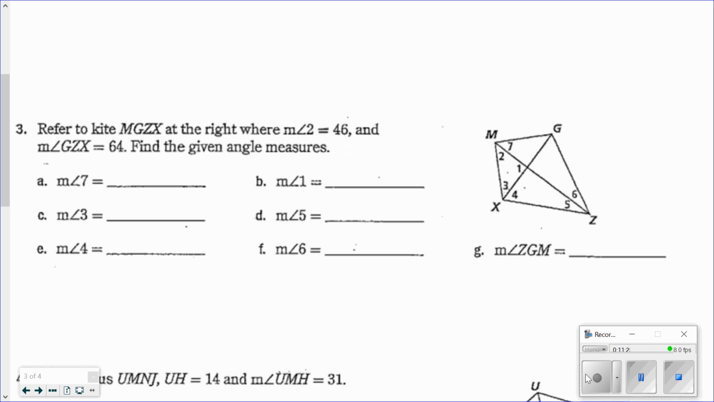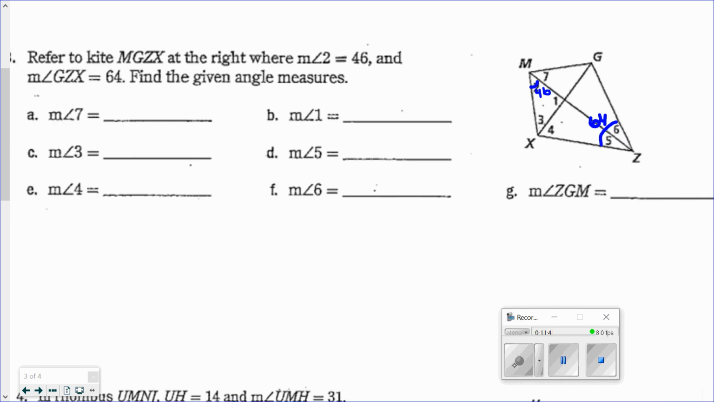Our next problem here, refer to kite MGZX at the right, where the measure of angle 2 is 46 and the measure of GZX is 64. Find the given angle measures. All right, so I'm going to pause the video and fill in what we know. So I marked what they told us, that the measure of angle 2 is 46 and that the measure of angle GZX is 64. So let's start with A, the measure of angle 7.